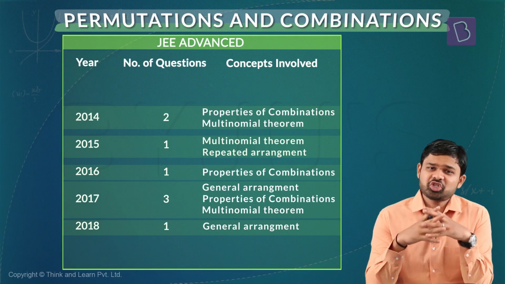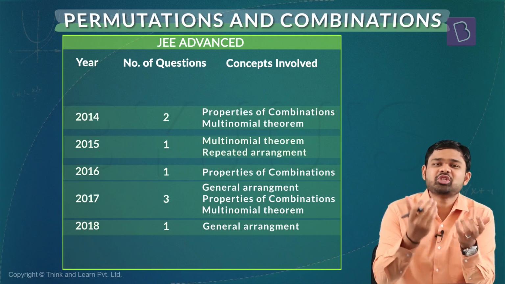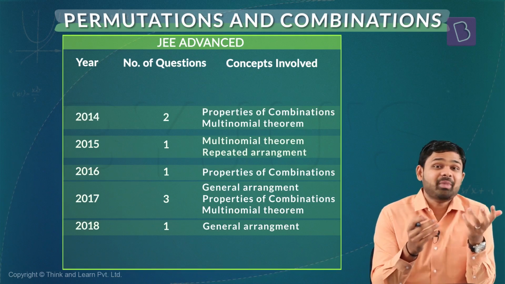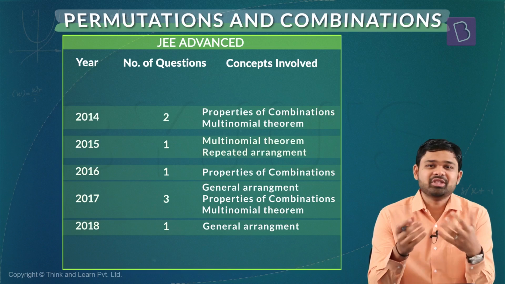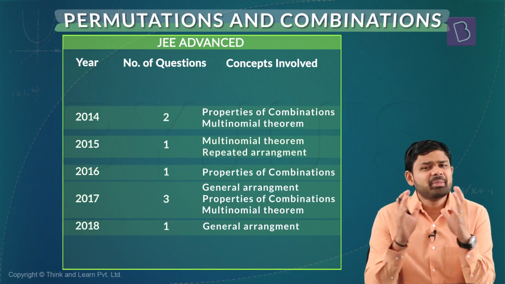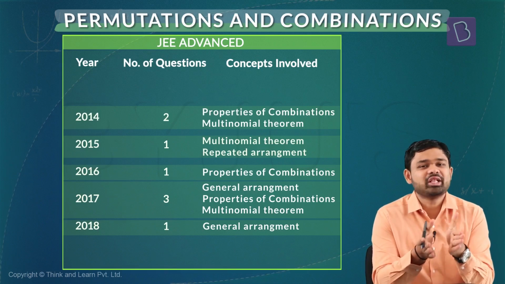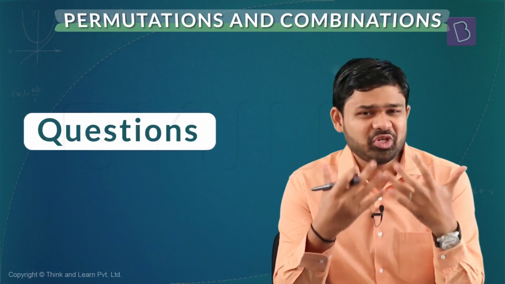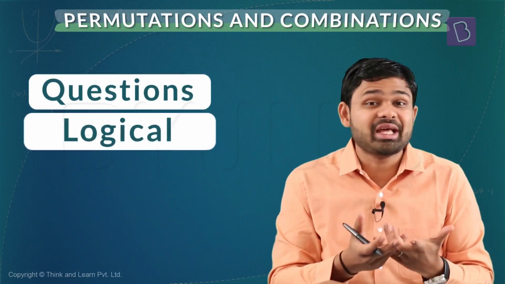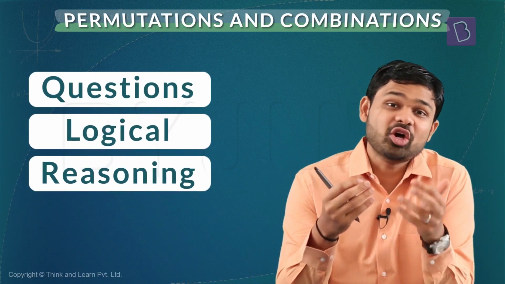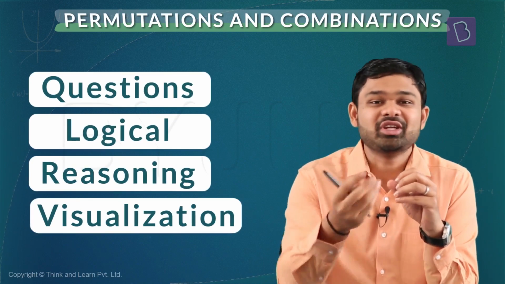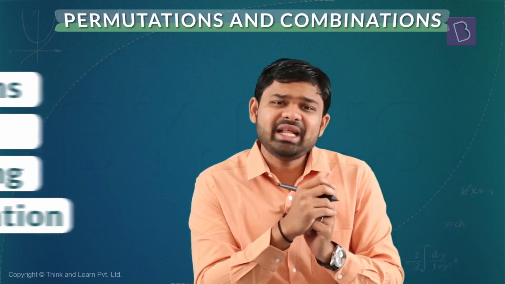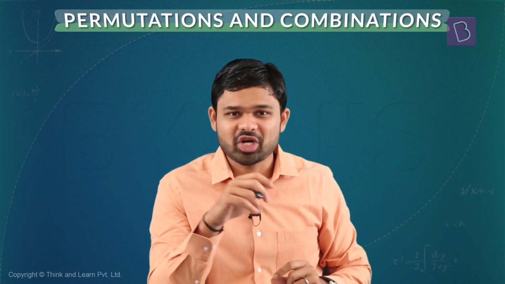So the questions which come are from mostly general arrangements or properties of combinations or multinomial theorem and repeated arrangements. Well, there are very few concepts in this chapter, so the questions have to come from these concepts. But knowing these concepts is not enough to solve the questions which come from this chapter. These questions tend to check your logical ability, your reasoning ability, your visualizing ability. So you must be able to think logically and visualize every question before you're able to solve them. Let me quickly take you through the concepts which are important from this chapter before we move on and look at the questions.